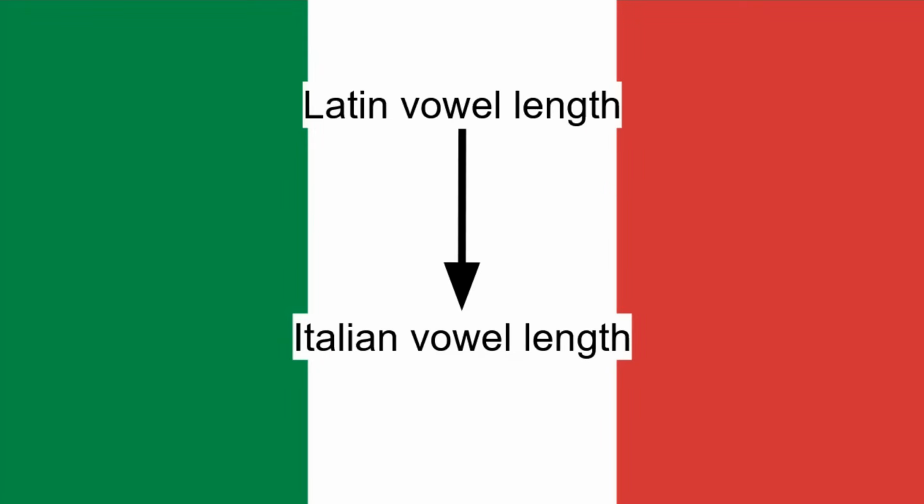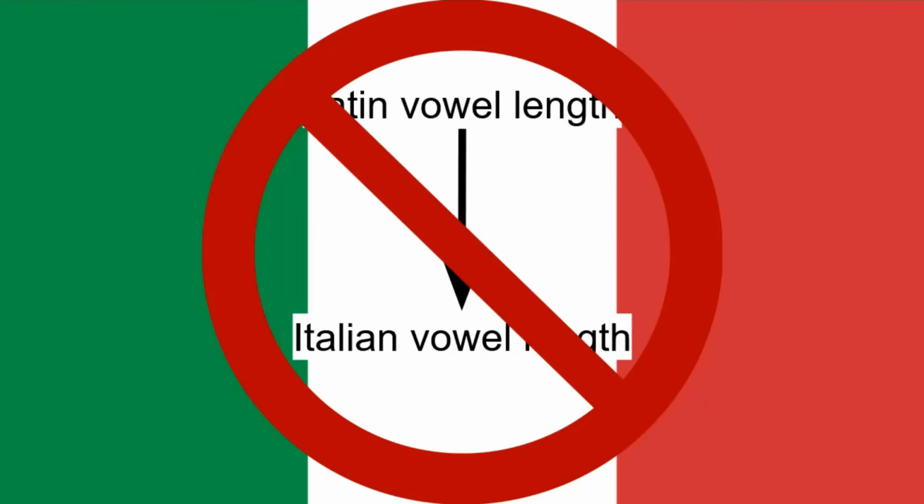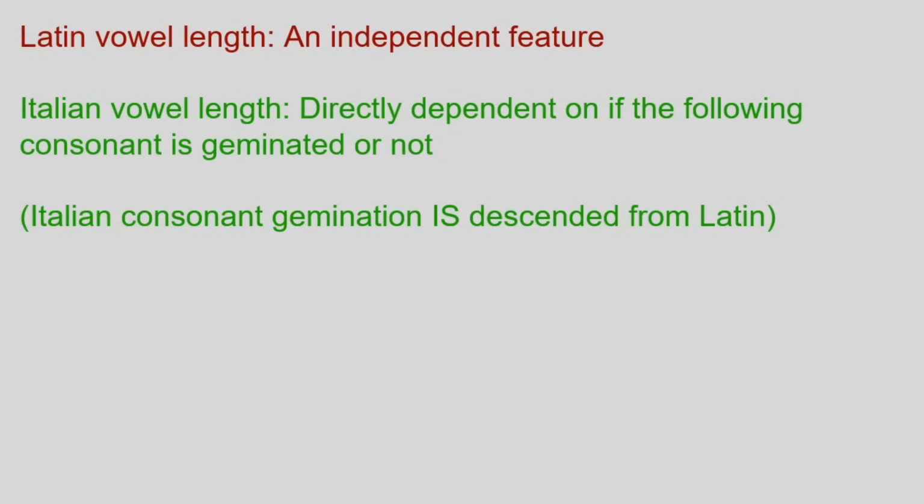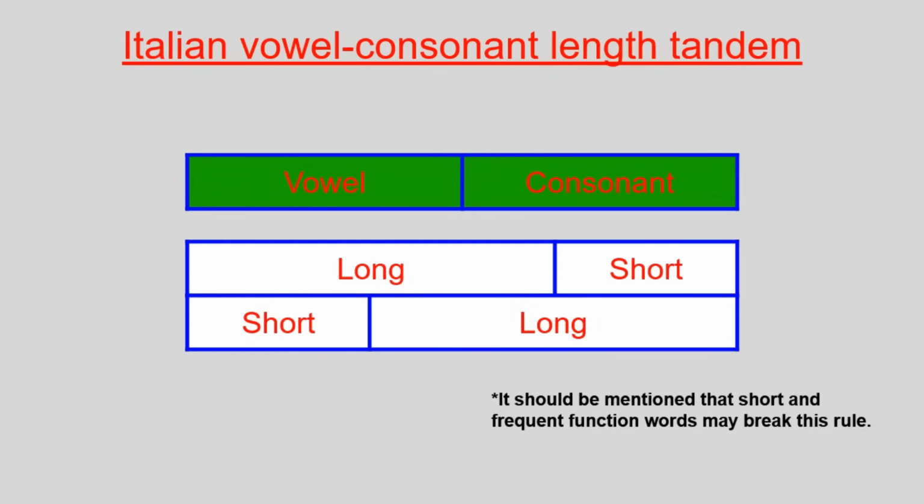The thing is, the long vowels in Italian aren't actually descended from the long vowels in Latin. Modern Italian vowel length is effectively an allophonic system based on whether the consonant after it is geminated or not, and modern Italian consonant gemination is descended from the Latin feature. But basically in Italian, short vowels come before geminated consonants, and long vowels come before ungeminated consonants, so they work in tandem with each other.